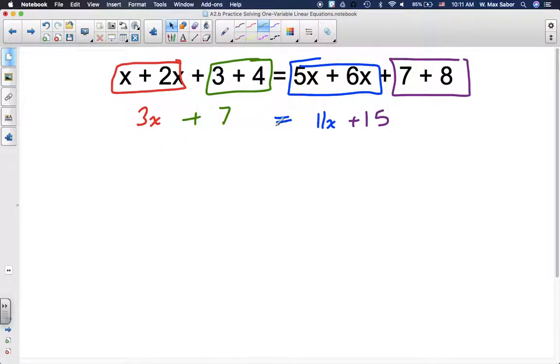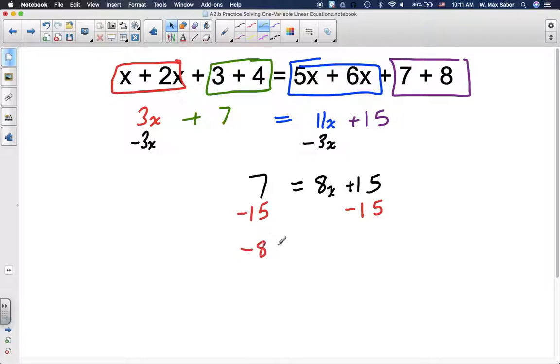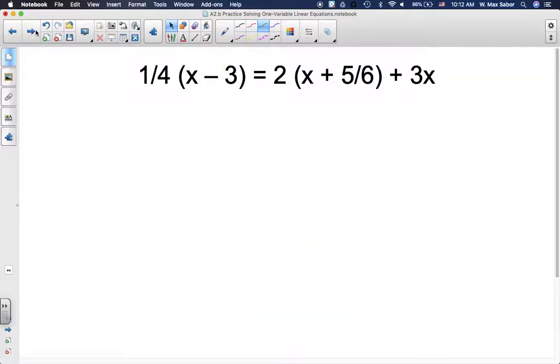Now we can get rid of the variables on either side. I'm going to get rid of this variable because it's a positive 3x. I'm subtracting 3x, getting 8x. Now get rid of the constant on the same side as the variable, leaving us with negative 8 equals 8x. Last step is this is 8 times x, so we'll divide by 8, and negative 8 divided by 8 is negative 1. Yay.